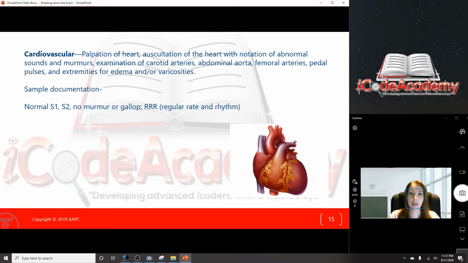So here we might be seeing if the provider is assessing a rate as well as the rhythm. Are there any murmurs? Is the heart skipping a beat? Is the heartbeat too slow, too fast? That type of thing.